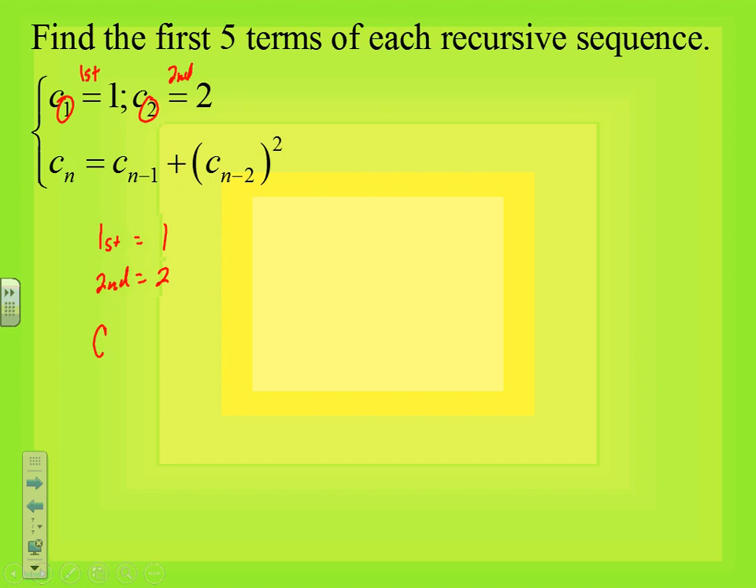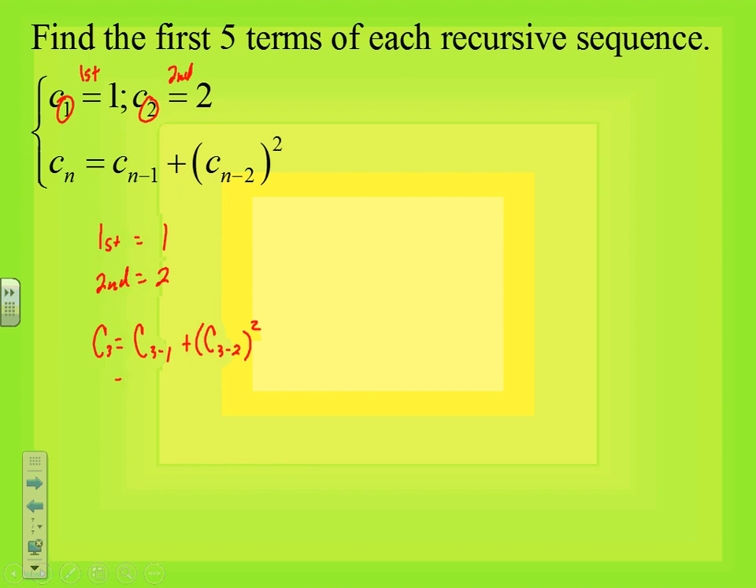So what we're looking for is the third term of this particular sequence. So here, I'm looking for the third term. So I'm going to substitute a 3 anywhere I have an n in my sequence. So I'm going to say 3 minus 1 here, and plus, and in parentheses, I'm going to, again, substitute 3 for n. So I'm going to say 3 minus 2 here, and square whatever that is.